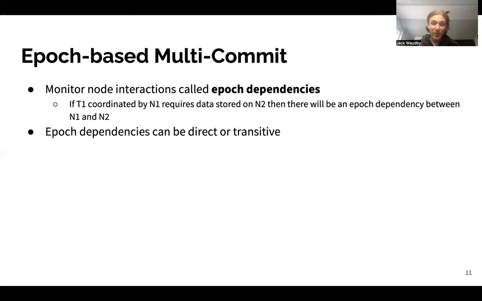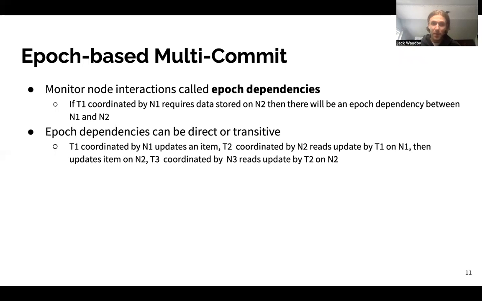These dependencies can be transitive or direct. For example, here, we have transaction one coordinated by node one, which updates some item. T2, coordinated by node two, can read this item and update some local item on node two. Then transaction three reads this local item created by transaction two on node two.